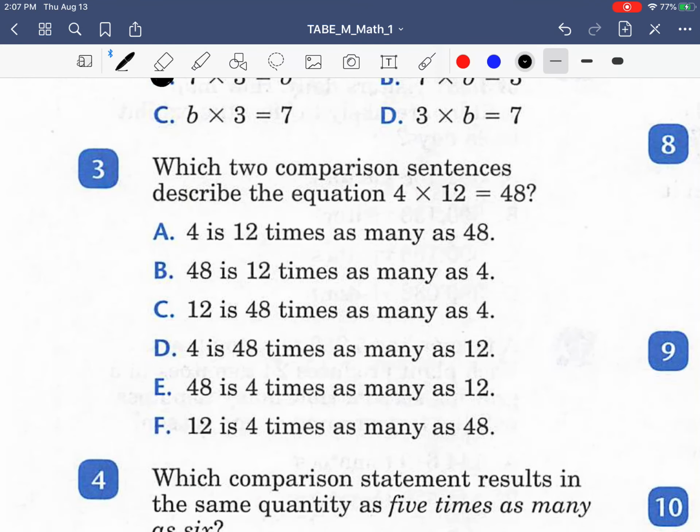Number 3, which 2 comparison sentences can be used to describe, I'm just making up things. Which 2 comparison sentences describe the equation 4 times 12 is 48? Now here's where I would start. "Is 48." The "is 48" is your equal sign. Equals 48. So here is a 48 is, or an is 48. That is one of the clues I would look for.